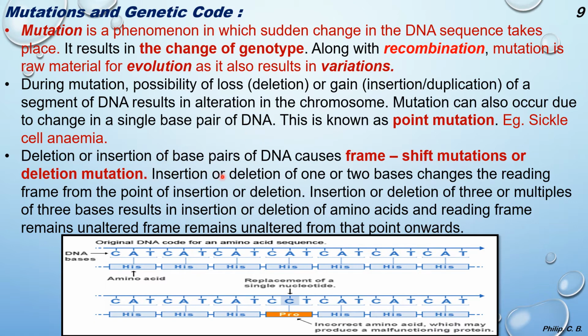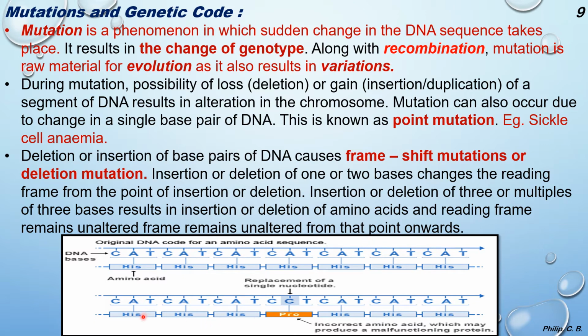Further, deletion or insertion of base pairs of DNA causes frame shift mutation or deletion mutation. So this frame shift mutation takes place because of deletion or insertion of base pairs of DNA. Insertion or deletion of one or two bases changes the reading frame from the point of insertion or deletion. Insertion or deletion of three or multiples of three bases results in insertion or deletion of amino acids, and the reading frame remains unaltered from that point onwards. That is, when there is an insertion or deletion of amino acids, the frame where you read along will be unaltered.